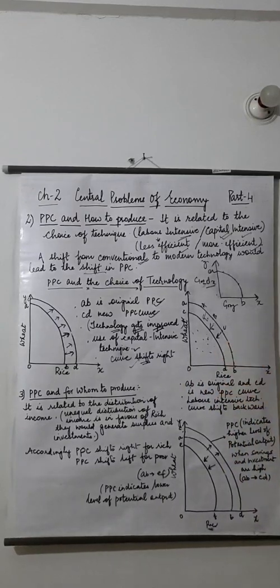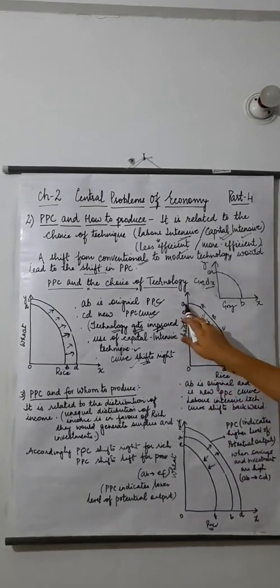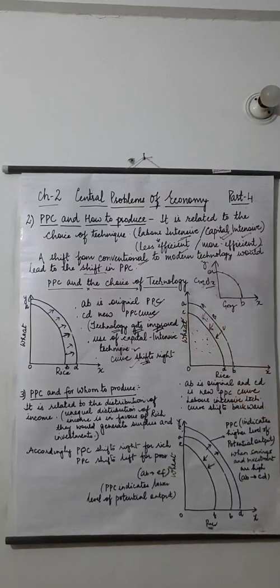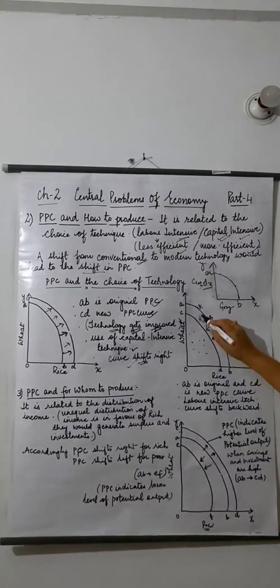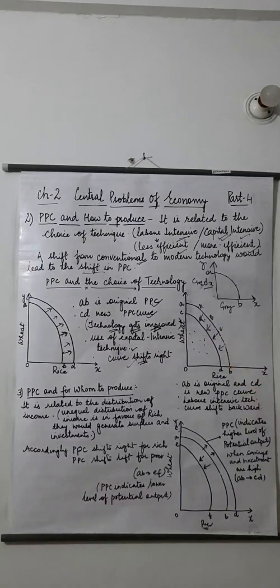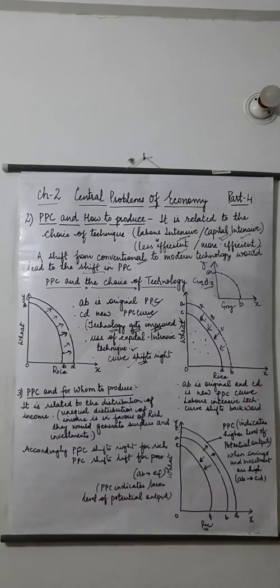The same curve is there. Initially the curve was AB, the original AB was the curve, and with the use of labor intensive technique, what happened? The curve shifts towards back, which shows that resources are not fully utilized. There is still hope for betterment. There is still scope for betterment.